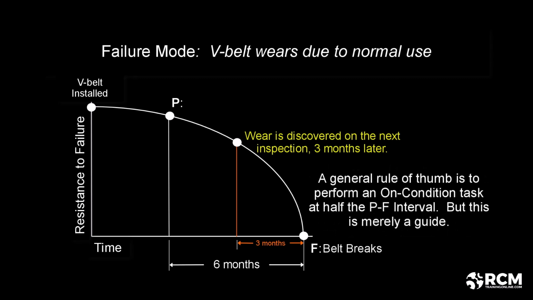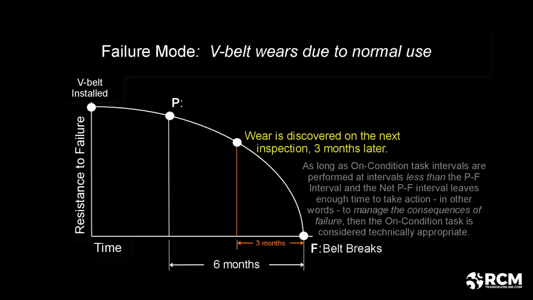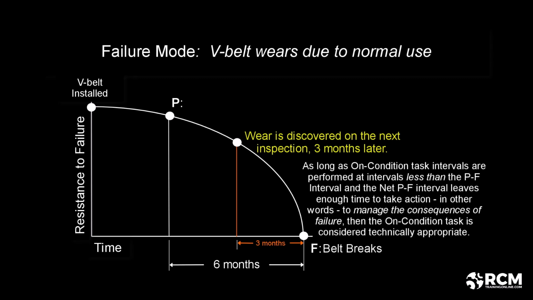A general rule of thumb is to perform an on-condition task at half the P2F interval, but this is merely a guide. As long as on-condition task intervals are performed at intervals less than the P2F interval, and the net P2F interval leaves enough time to take action, in other words, to manage the consequences of failure, then the on-condition task is considered technically appropriate.